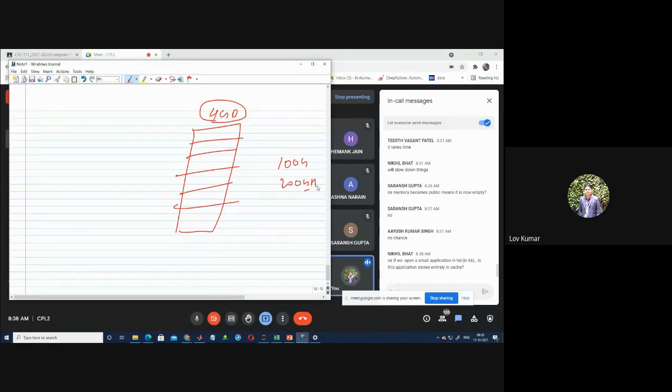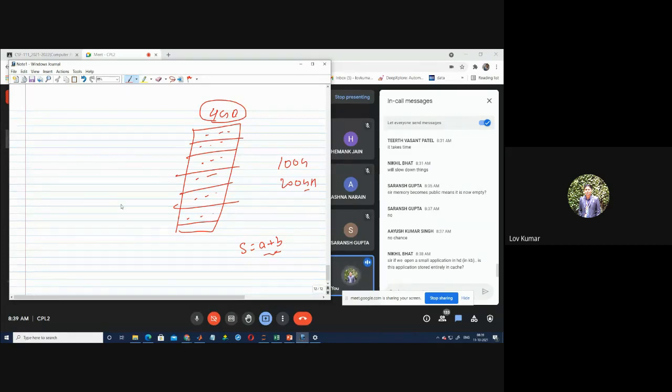Then what will happen? Everyone will use this RAM. As an example, if you are writing S equal to A plus B, now assume that some garbage value is already present here. If you are writing S equal to A plus B, then in this case, first the system will check whether there is any vacant memory in the main memory or not.